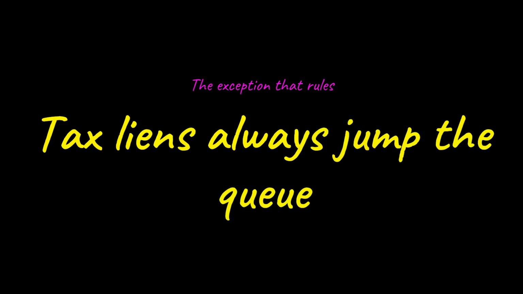Picture a property with a recorded first mortgage, a later judgment lien, and unpaid municipal taxes. At sale, the tax lien is paid first, the mortgage second as a senior private lien, and the judgment lien last, no matter when the tax accrued. Recording order controls only among private liens. The government's tax claim always sits above them. That's why an unpaid tax lien can outrank even an earlier recorded mortgage.